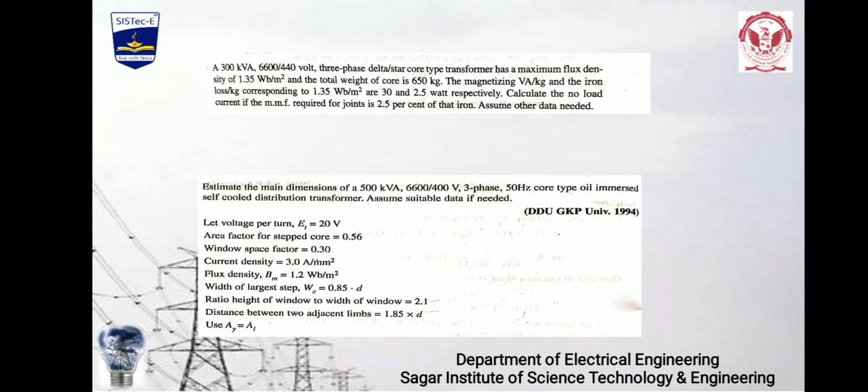Assume other data needed. And the second question is: estimate the main dimensions of a 500 kVA 6600/400 volt 3-phase 50 Hz core type oil immersed self-cooled distribution transformer. Assume suitable data if needed. The data is written below. And this question has been asked in one of the universities of India.